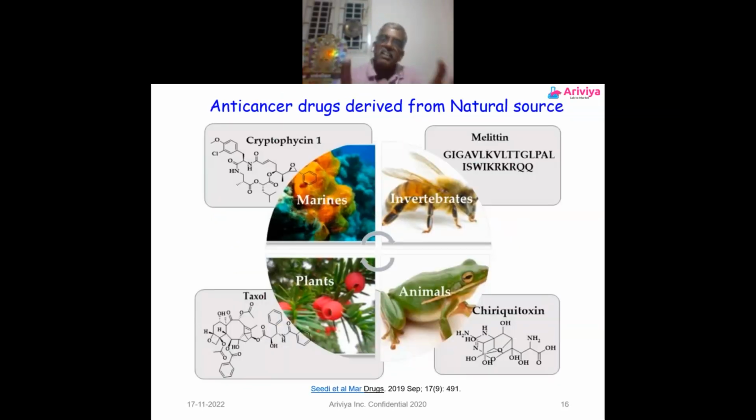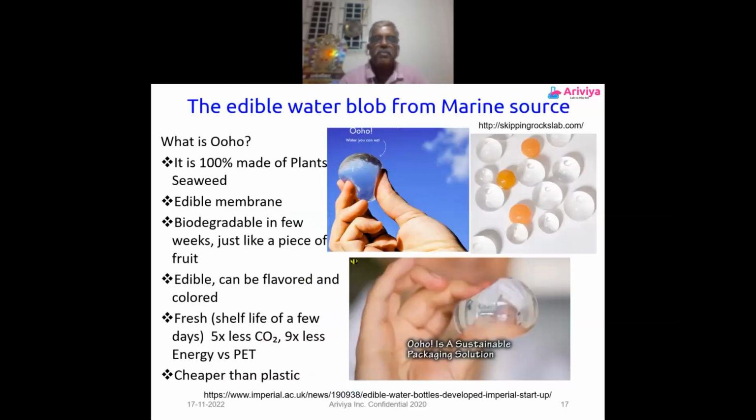Already the pharmacy people are preparing anti-cancer drugs from natural sources. As you know, most of these medicines are derived from natural sources, particularly marine and plant sources.